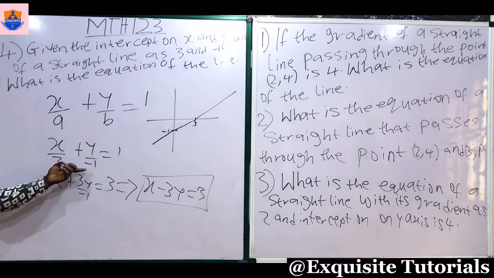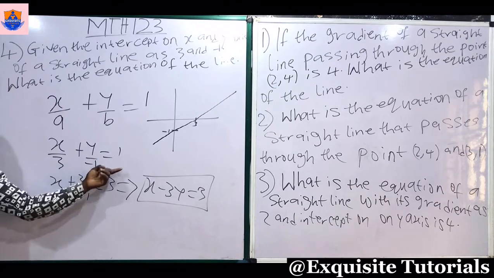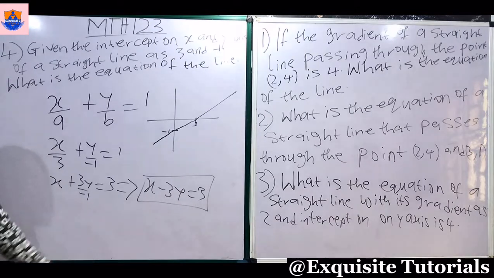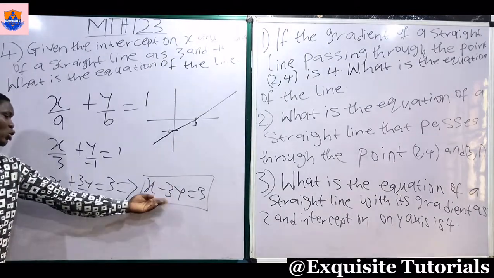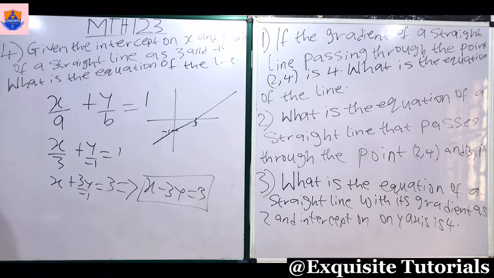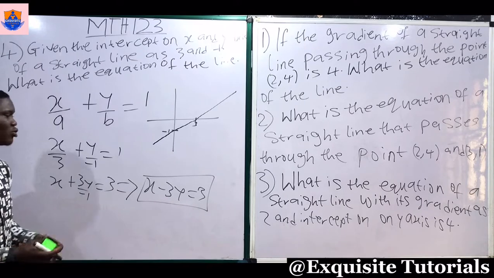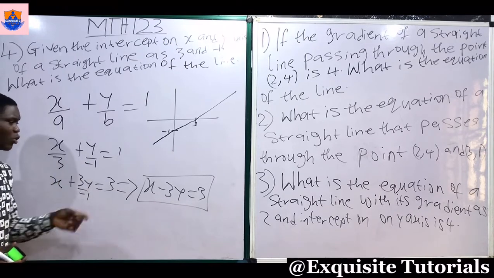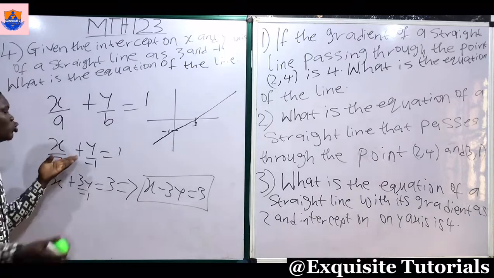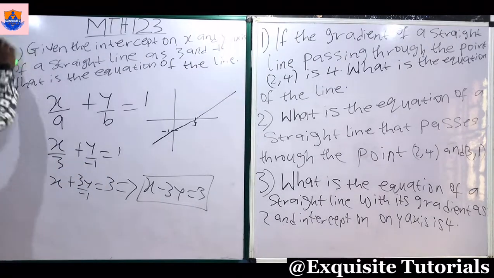Although you can leave it like this, nobody will penalize you. But if it's an OBJ exam, you have to simplify it and break it down as much as you could. You can leave it like this or you can leave it like this. If I was your maths teacher, if you leave it like this, I won't penalize you. You are also correct. It shows that you know what you are doing. But simplifying further makes the teacher understand that you actually know how to manipulate your way through algebra. So that's for question 4.